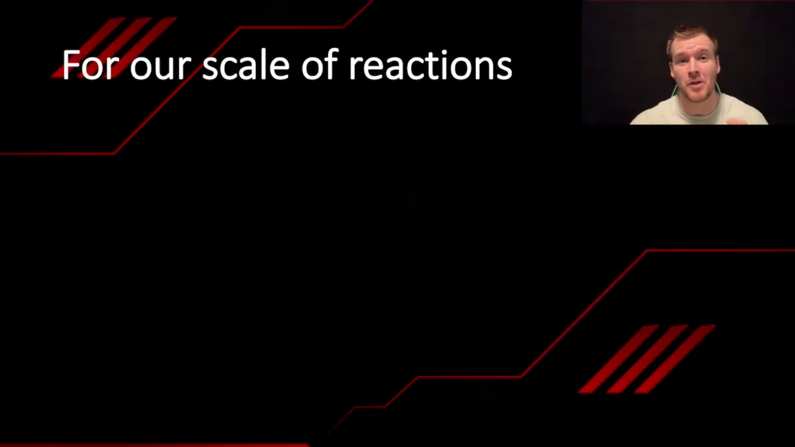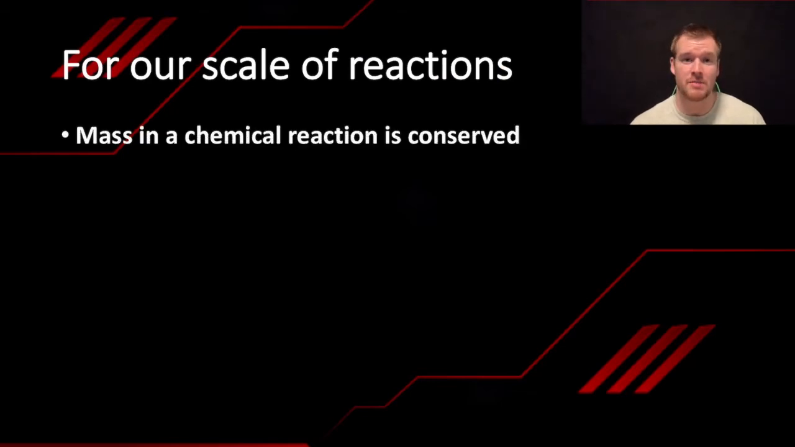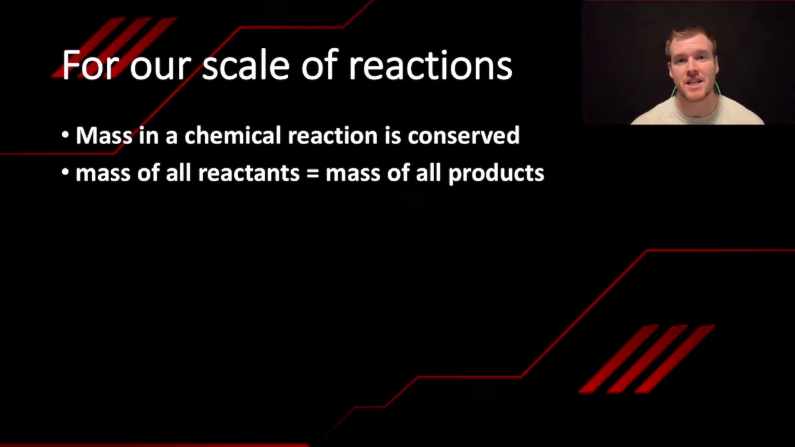However, for the scale that we're going to be looking at chemical reactions and the type of reactions we're going to be looking at, mass in a chemical reaction is going to be conserved, which means that if we take the mass of all the products, that is going to equal the mass of all the reactants. So our mass can't go up or down during a chemical reaction.